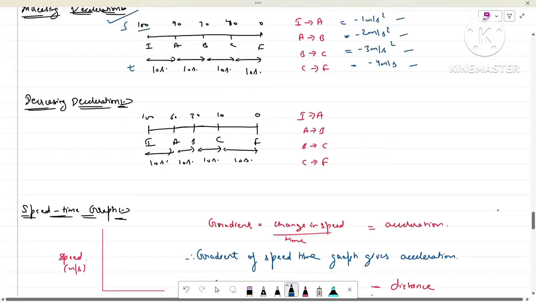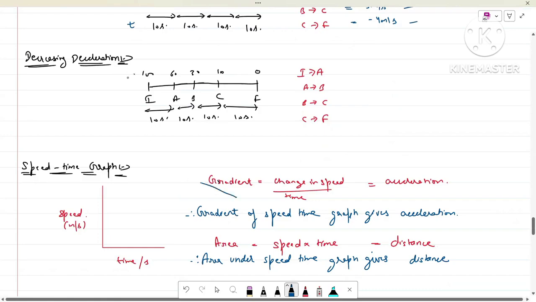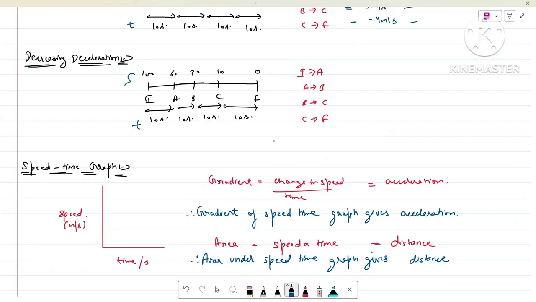Now decreasing deceleration. Again, this is speed, this is time taken. So we can see from when object reached A from I, change is 40 meter per second in 10 seconds. So deceleration is minus 4 meter per second square.